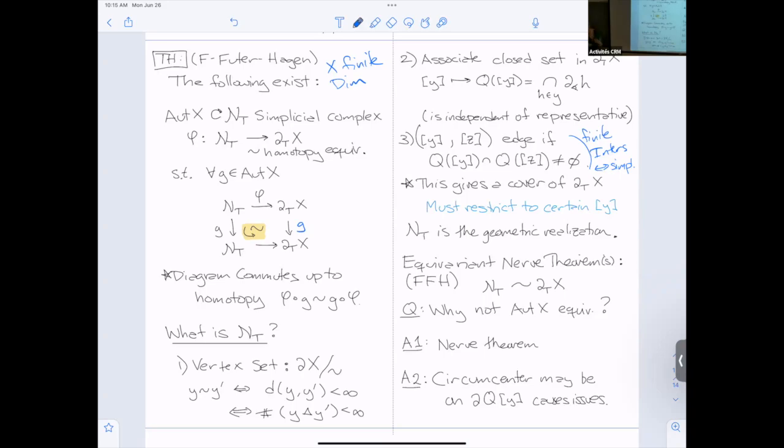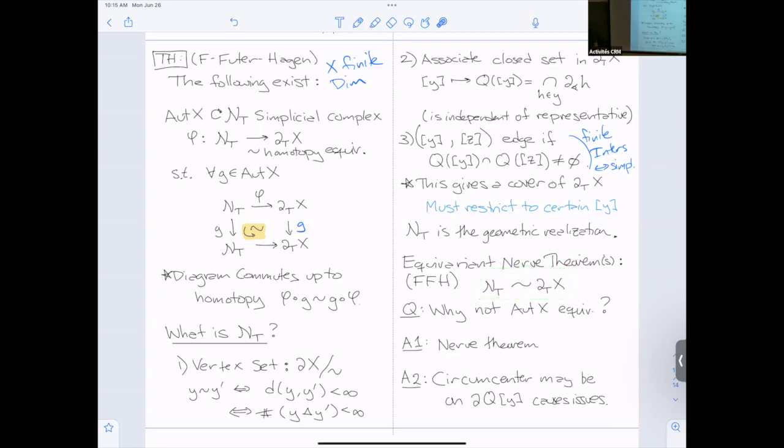Now, in order to make everything work, we have to restrict to a special subset of these classes that are maximal and visible. So N_T will be the geometric realization of this simplicial structure, and we have two equivariant nerve theorems that allow us to deduce that this nerve is homotopy equivalent to the Tits boundary.